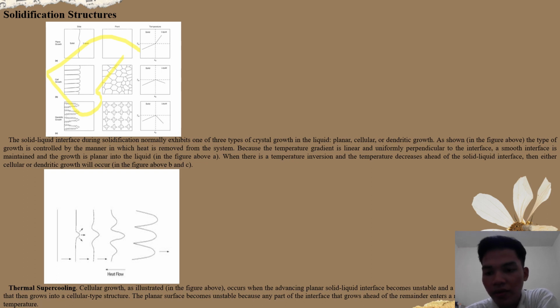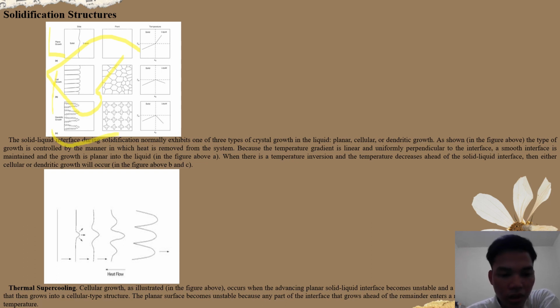A smooth interface is maintained and the growth is planar into the liquid, as in picture A above. When the temperature decreases ahead of the solid-liquid interface, then either cellular or dendritic growth will occur, as in pictures B and C above.